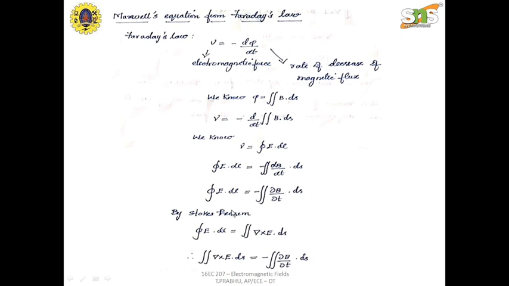From Stokes theorem we know that the line integral of any vector field over the closed path is equal to the surface integral of the curl of that vector field over the surface. Therefore, the closed integral of E dot dl is equal to the surface integral of del cross E dot ds. Again, instead of E dot dl, I am going to substitute del cross E dot ds. Therefore, the integration of del cross E dot ds equals minus the surface integral of dou B by dou t dot ds. And we know that B is equal to mu H.